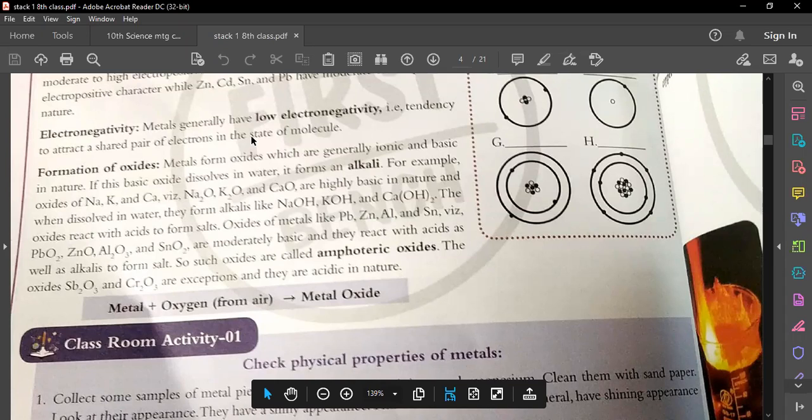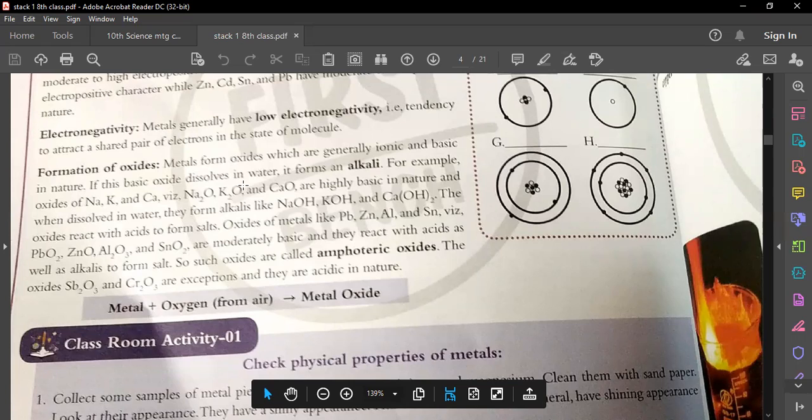But sir, all the alkalis are bases or not? Yes, sir, they are bases. Then what about all the bases are alkalis? No, sir, they are not. They are not alkalis, right? Okay. Yes, sir.